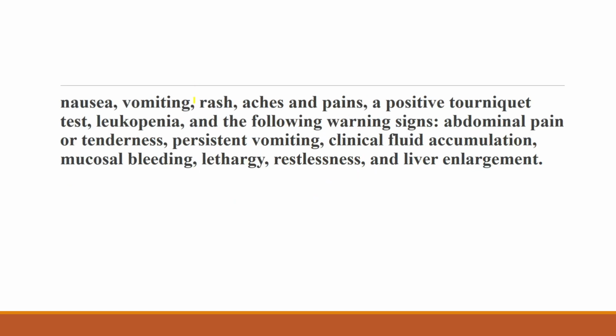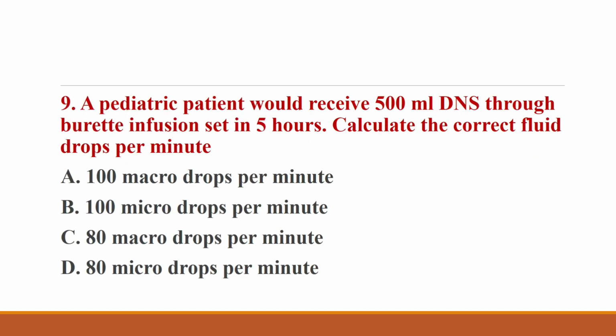The main clinical features include nausea, vomiting, rash, aches and pains, a positive tourniquet test, and leukopenia. The warning signs will be abdominal pain or tenderness, persistent vomiting, clinical fluid accumulation, mucosal bleeding, lethargy, restlessness, and liver enlargement.